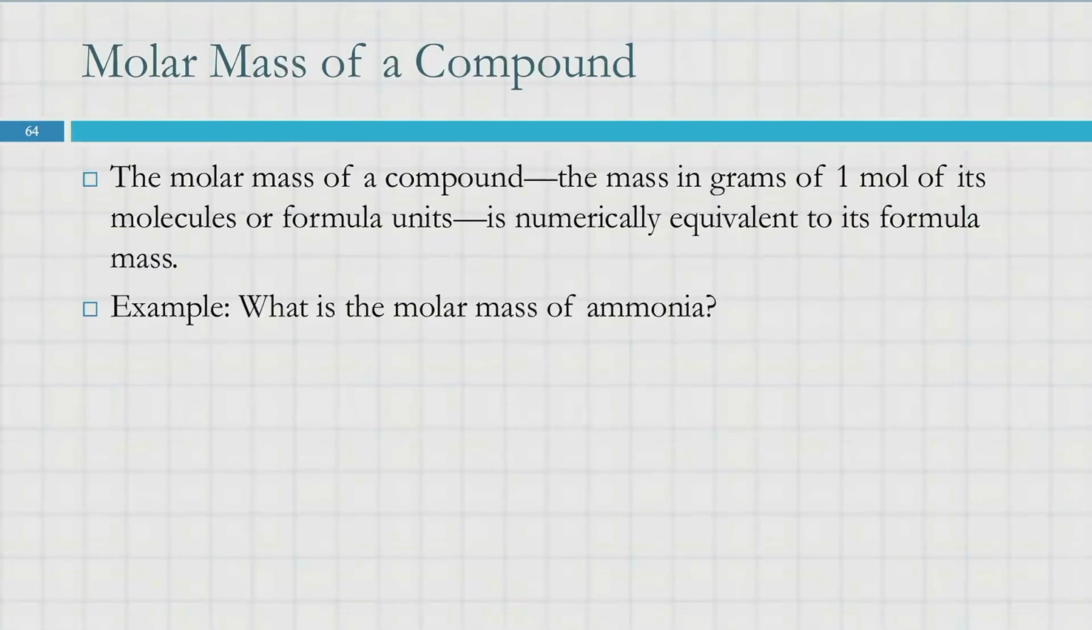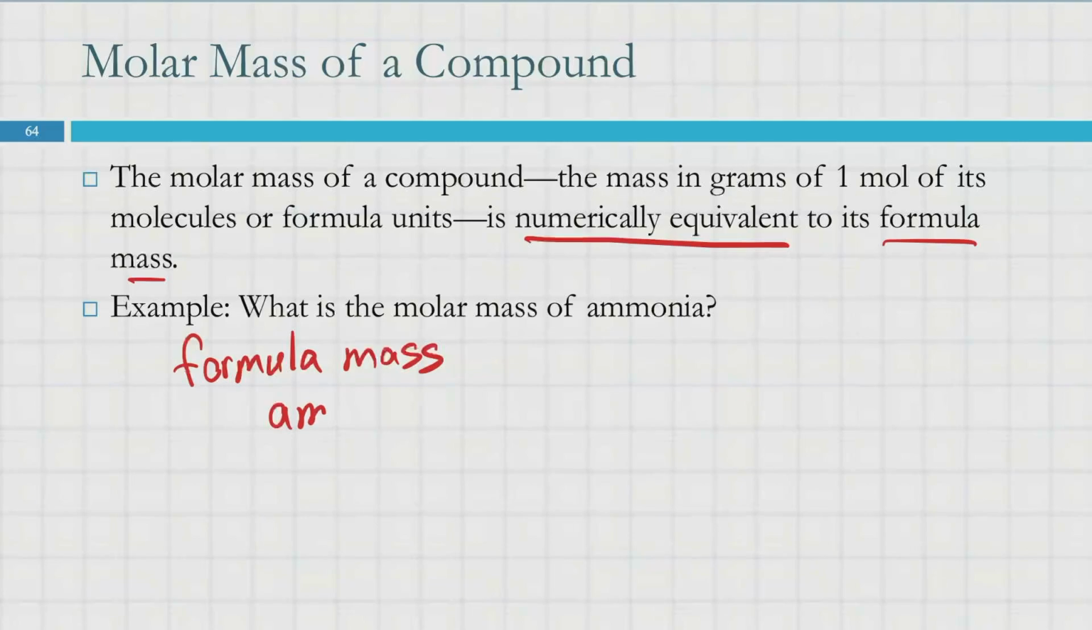All right. We also will be interested in the molar mass of a compound. The molar mass of a compound, the mass in grams of 1 mole of its molecules or formula units, is numerically equivalent to its formula mass. The only difference is that formula mass has units of AMU, molar mass has units of grams per mole. That's, I think, really the only significant difference. If you can find a formula mass, you can find a molar mass. You just make the units grams per mole instead of AMUs. I think we talked about previously why these are the same.